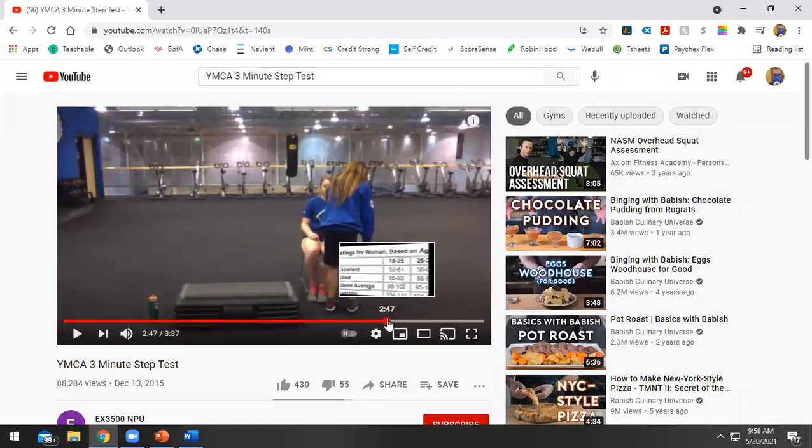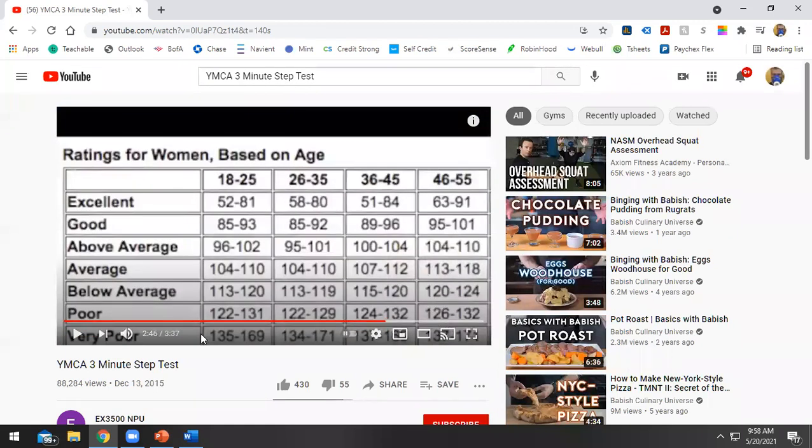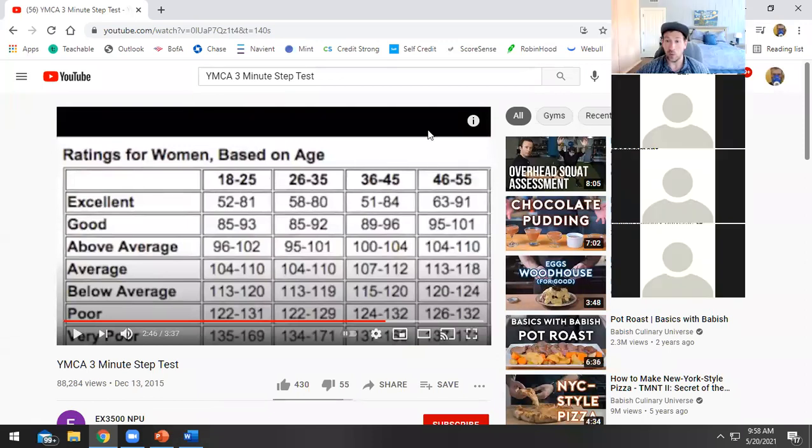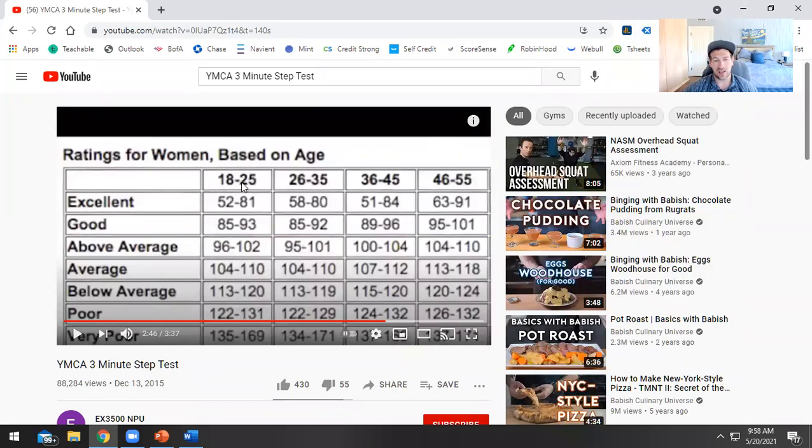And you're going to look to see what their recovery pulse is. And then you're going to look on this little chart right here. It's going to tell you, based on what their age is, how well they performed, right? So that girl's definitely between 18 and 25. Let's say her heart rate was 89 beats per minute. That would put her in the good category right here, between 85 and 93.